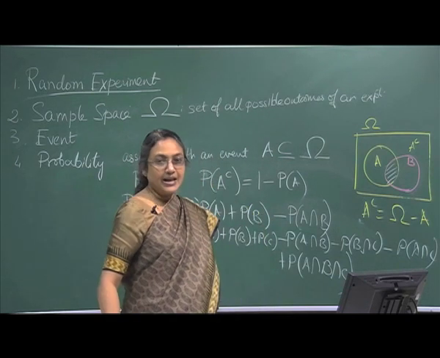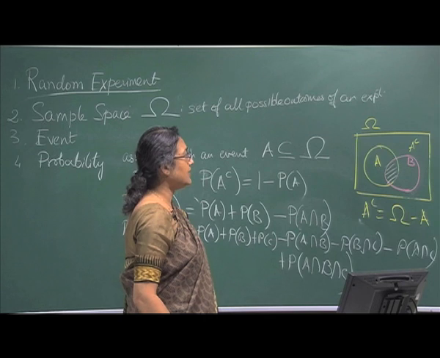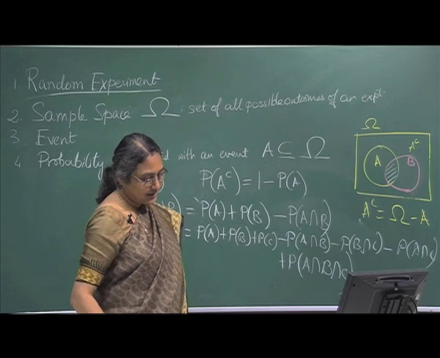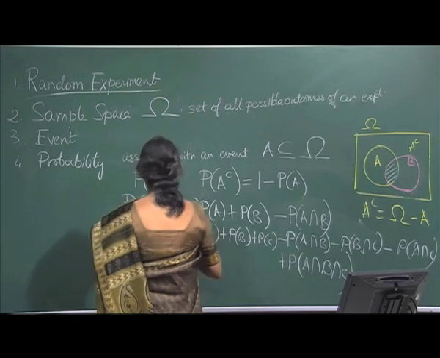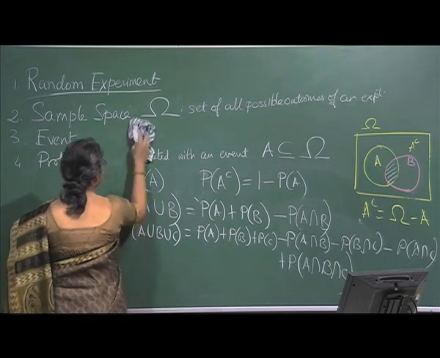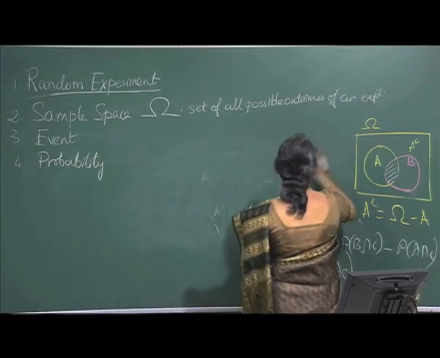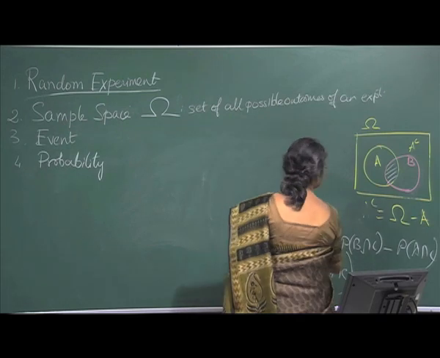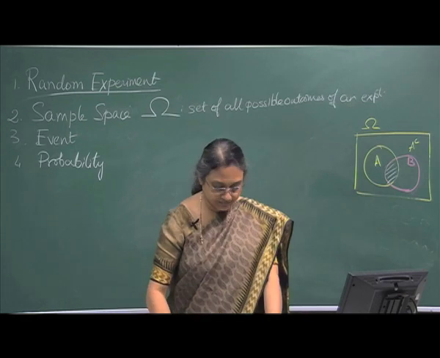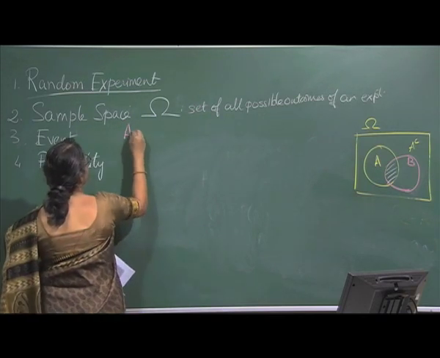So, a probability is a number assigned to each event in the sample space, and these numbers follow certain axioms. So, let me write down the basic axioms of probability. This is what we call the axioms of probability.